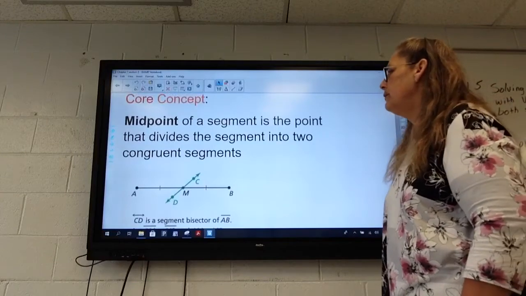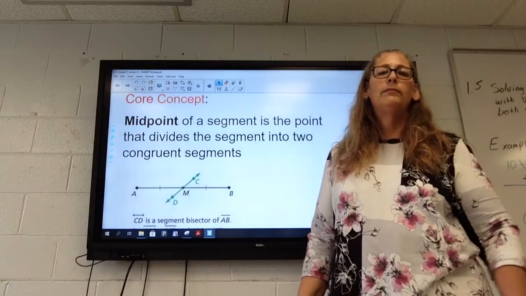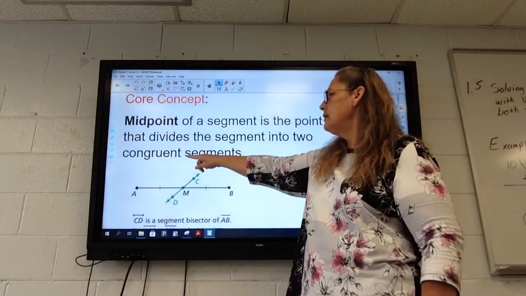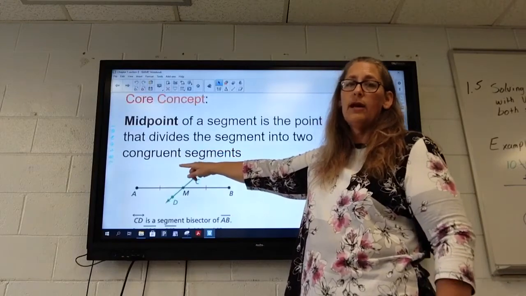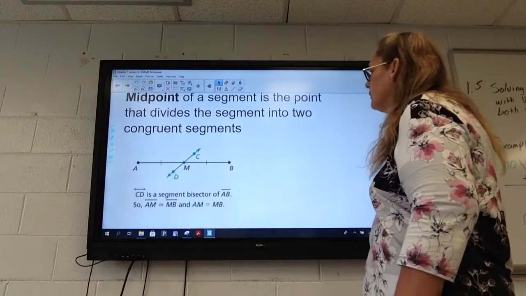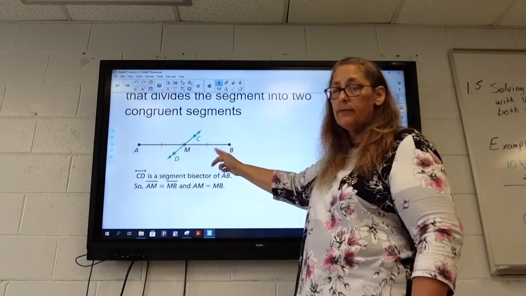Midpoint of a segment is the point that divides the segment into two congruent segments. Just what it sounds like, midpoint, middle point. Again, we talked about in a previous lesson, congruent is just a geometry way of saying equal. So when we look at our picture, we have this line segment AB. It starts and ends from A to B.